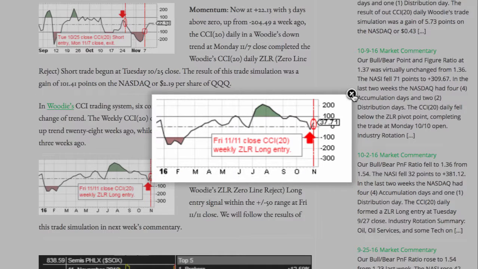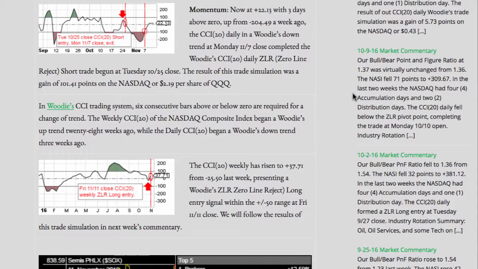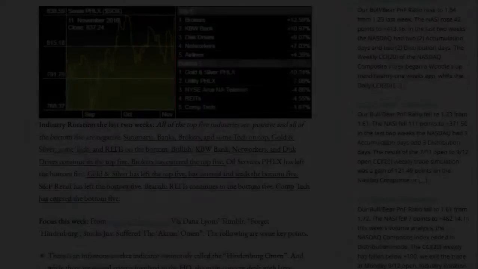The CCI20 weekly has risen to a positive 37.71 from a negative 25.50 last week, presenting a Woody's zero line reject long entry signal within the plus or minus 50 range at Friday 11/11 close. We will follow the results of this trade simulation in next week's commentary.